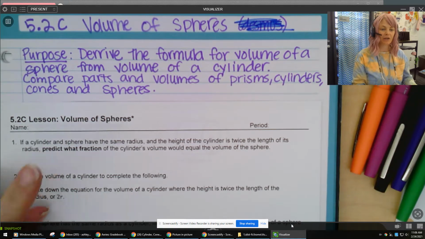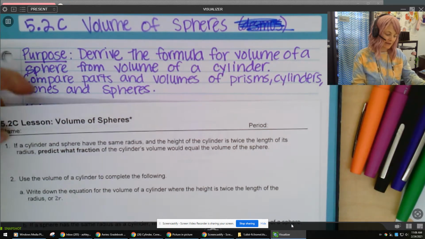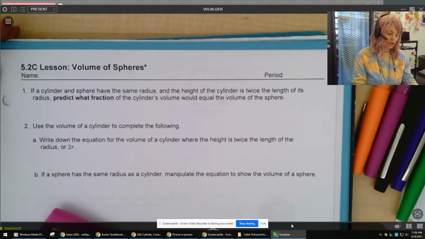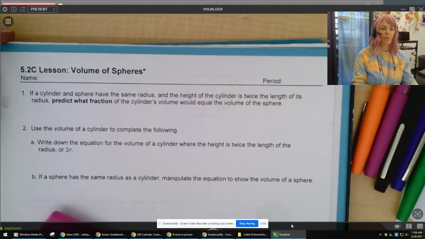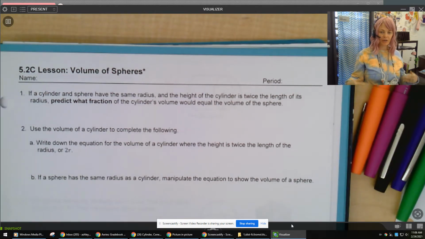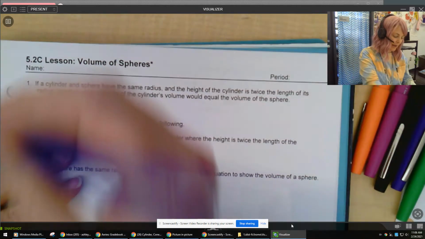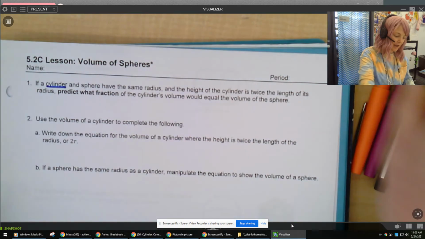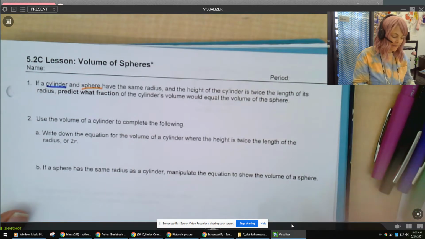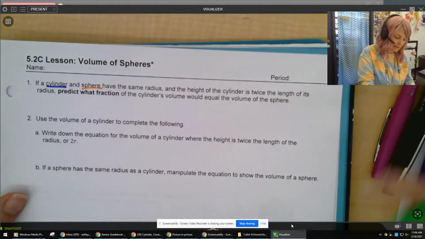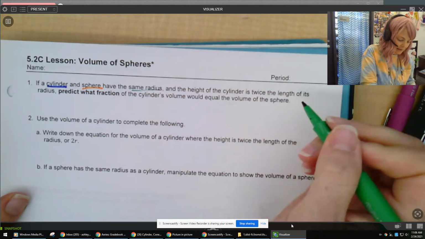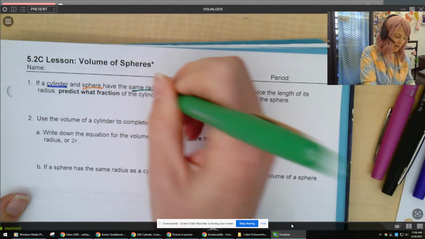If you have a cylinder and a sphere with the same radius, and the height of the cylinder is twice the length of the radius, predict what fraction of the cylinder's volume would equal the volume of the sphere. I know that's a lot, so let's break it down. If we have a cylinder and a sphere, they have the same radius.